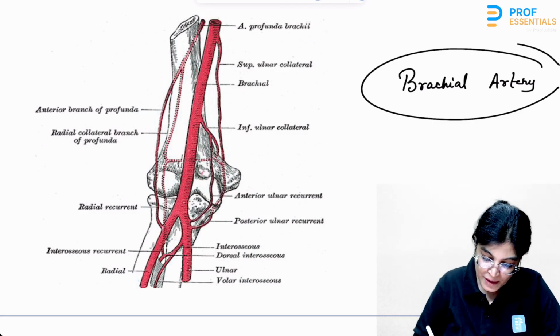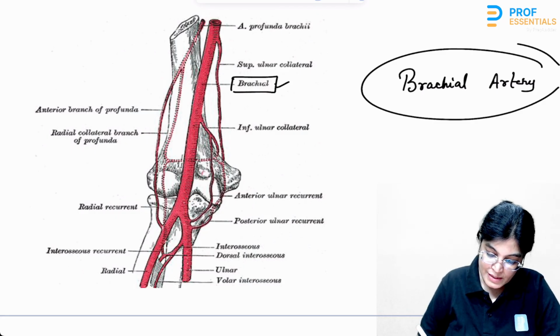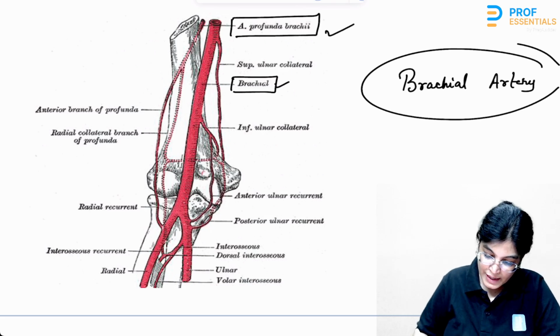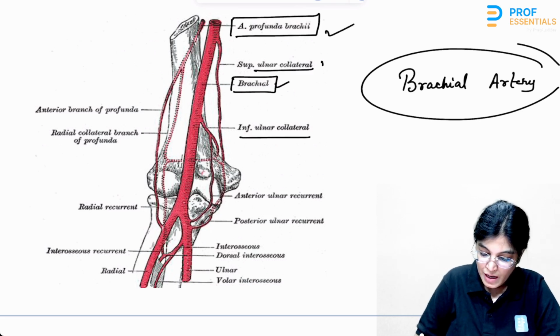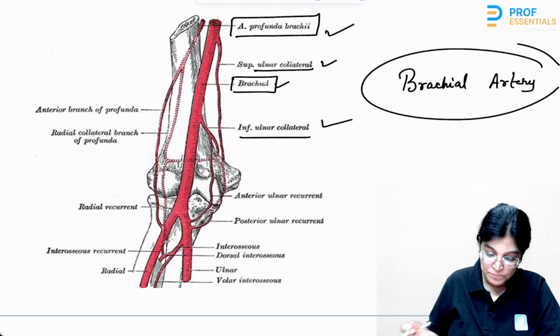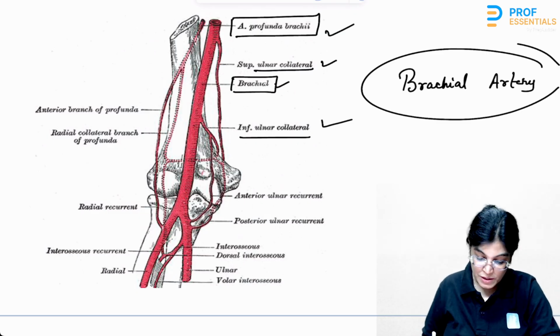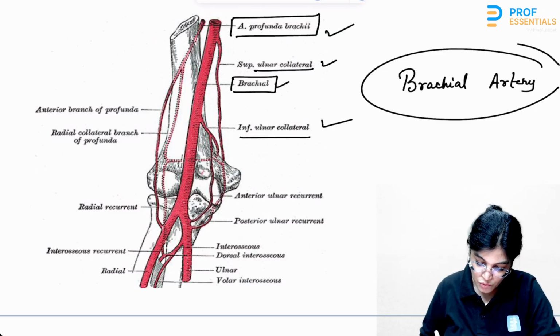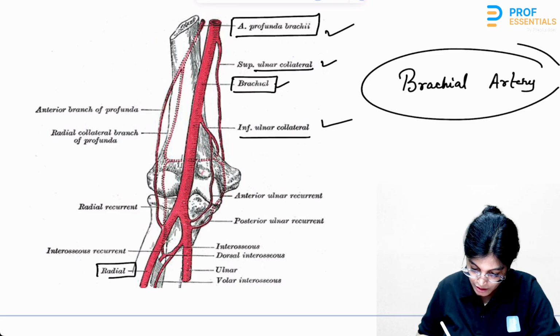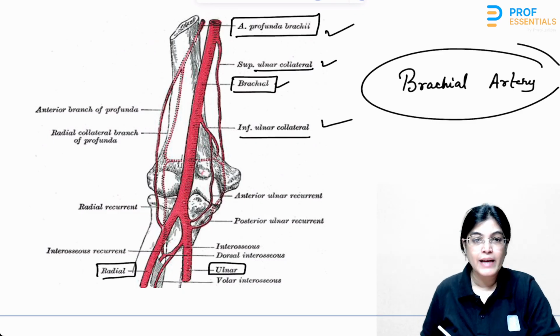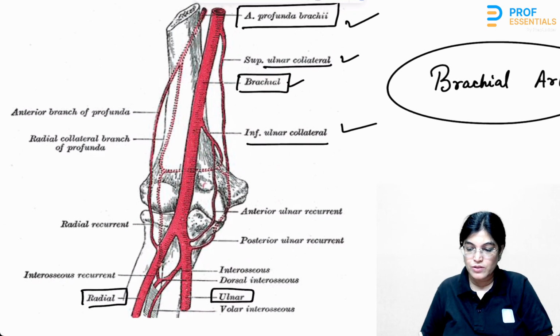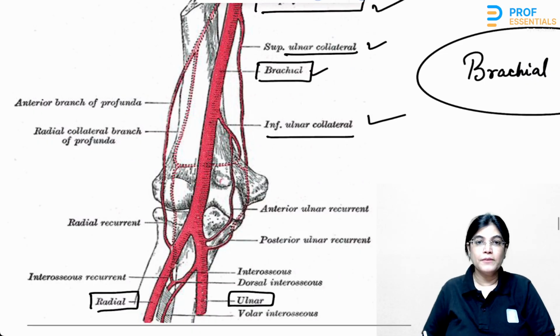So we can see the brachial artery is giving one of its largest branch, that is profunda brachii artery. It is giving superior and inferior ulnar collateral artery. It is giving also nutrient artery to the humerus bone, and muscular branches. Now here I just want to show you the two terminal branches, radial and ulnar. Can you see here? These are the two terminal branches, radial and ulnar.